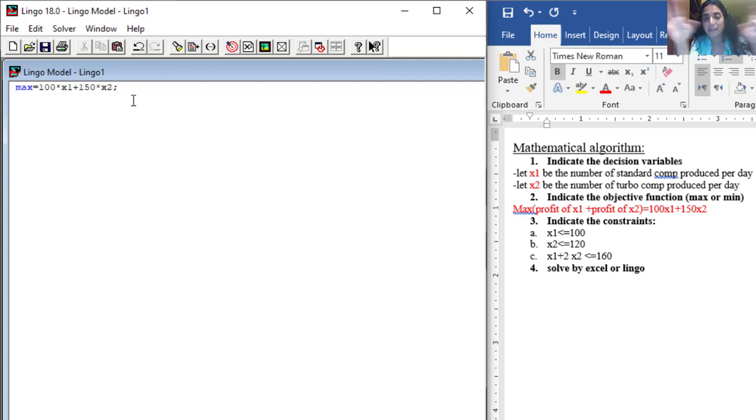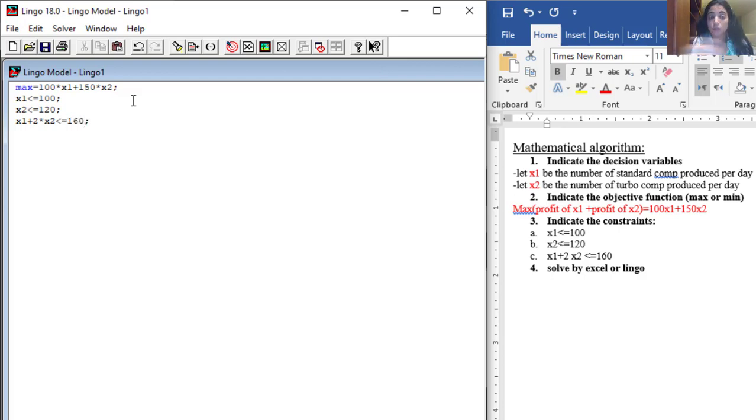And then after stating this maximum objective function or this minimum objective function, you should put under it all the constraints. So now the constraints are x1 is less than or equal to 100 with the semicolon. Do not forget the semicolon. As simple as that. x2 is less than or equal to 120. And then the third constraint is x1 plus 2 times, do not forget to put the star, x2 is less than or equal to 160 with the semicolon.